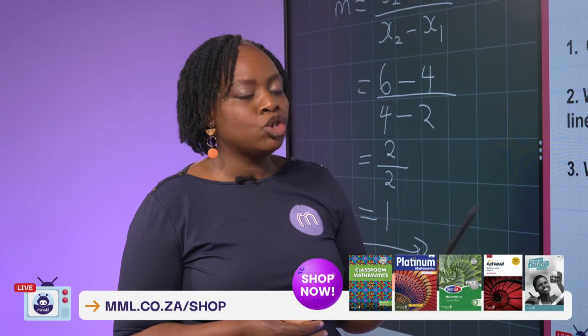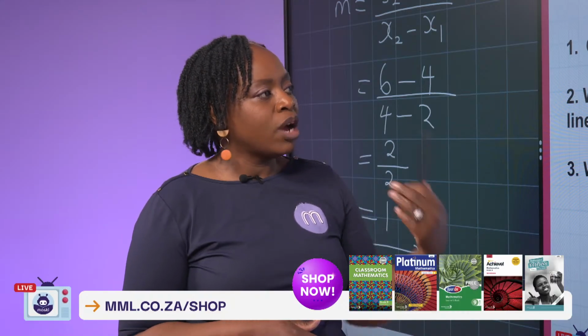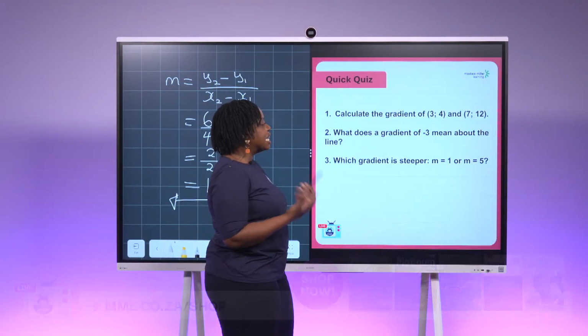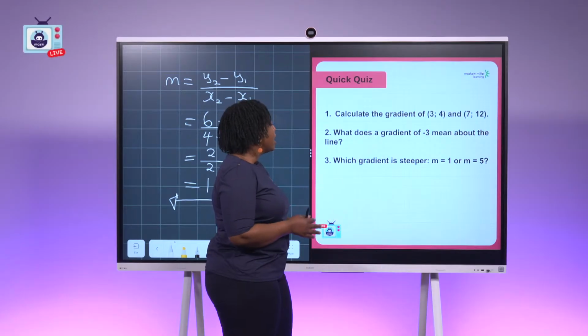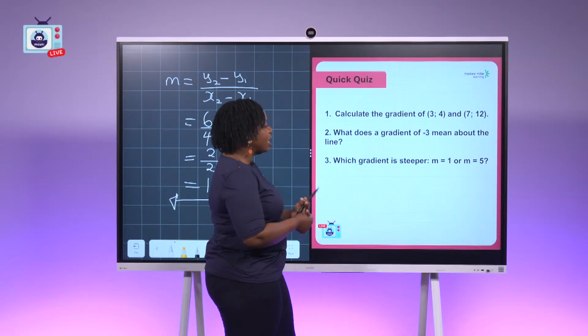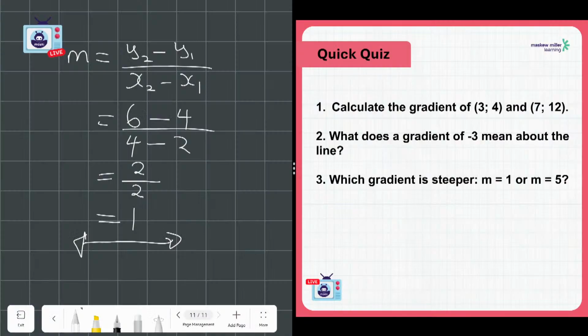I just needed you to put it on the chat to say, if you have to calculate the gradient, what does the gradient mean when you have a negative, and what does the gradient mean, or which one is steeper than the other. Put these answers into our chat and ensure that you take the screenshot so that you can be able to respond to the questions there.